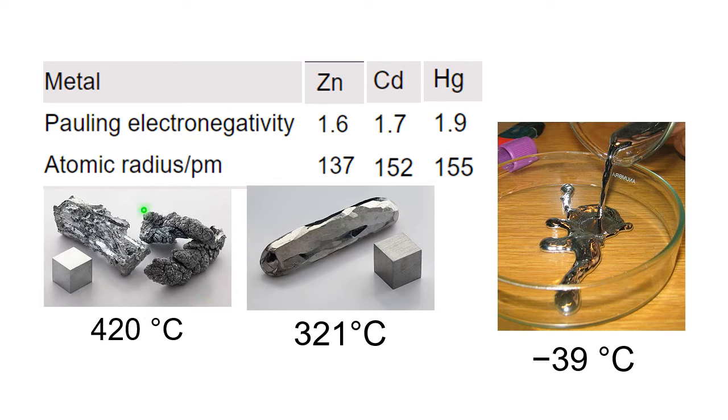Zinc is metal with relatively low melting point. Cadmium has slightly lower melting point, but mercury is liquid, which makes it very special, practically the only stable metal that is liquid at ambient temperature.